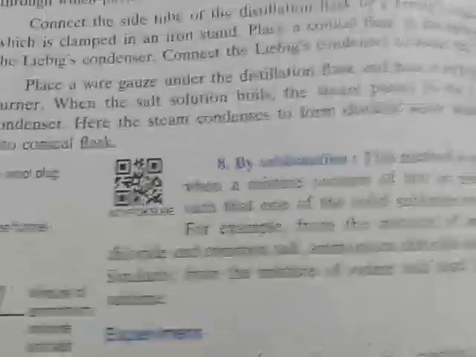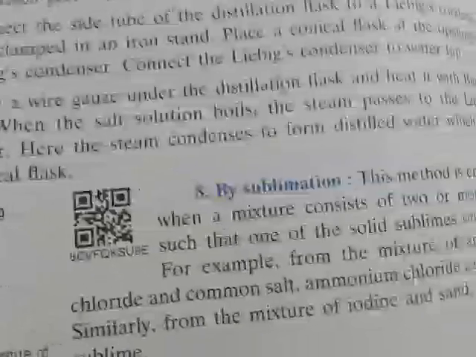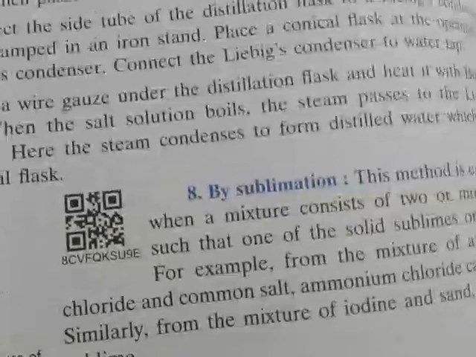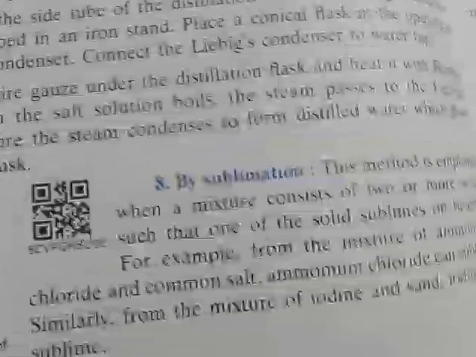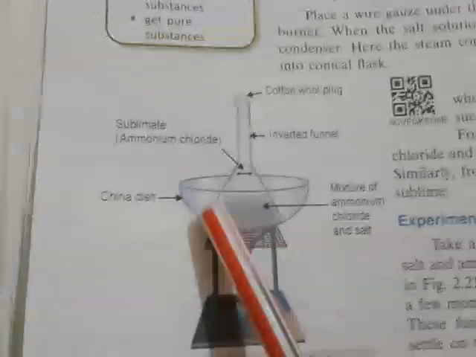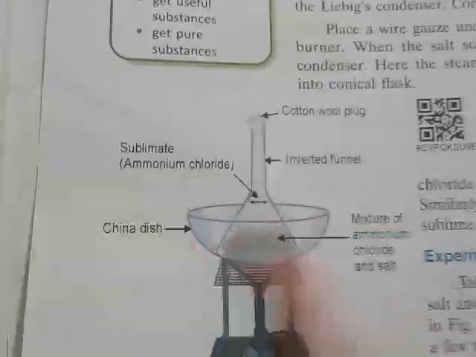sublimation technique. You know that sublimation is a process by which a solid substance is directly converted into a gaseous substance. And when the gaseous substance directly converts into the solid state, this process is called deposition. Okay, so see this experiment. I have one dish, a petri dish or evaporating dish or china dish, it doesn't matter.